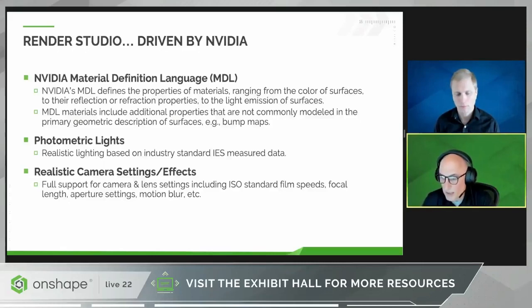Render Studio's camera and lens settings give you full control of film speeds, focal lengths, aperture settings, and more. Essentially, all the controls that would be used to determine the composition of an image if you were actually photographing it. I'll be showing you this as well in the next portion of the presentation that I'm calling, as I alluded to before, blurring the lines.